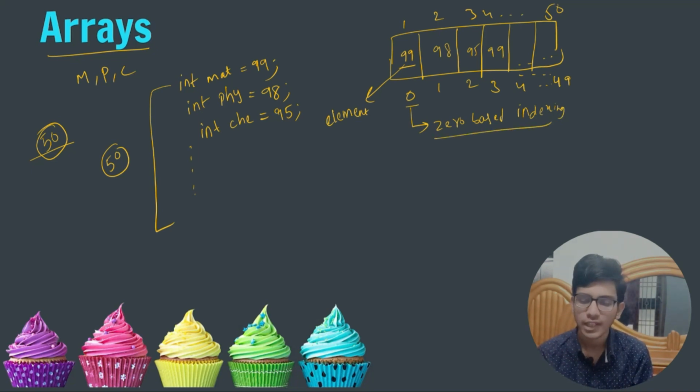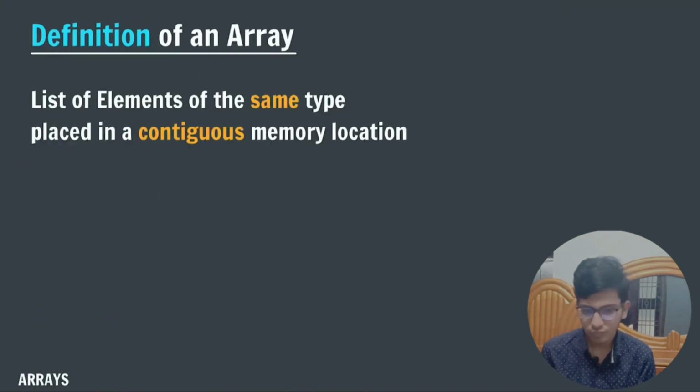This is why we use arrays to store large amounts of data. In order to store large amounts of data and similar kinds of data, we use arrays. So this is the definition of arrays.